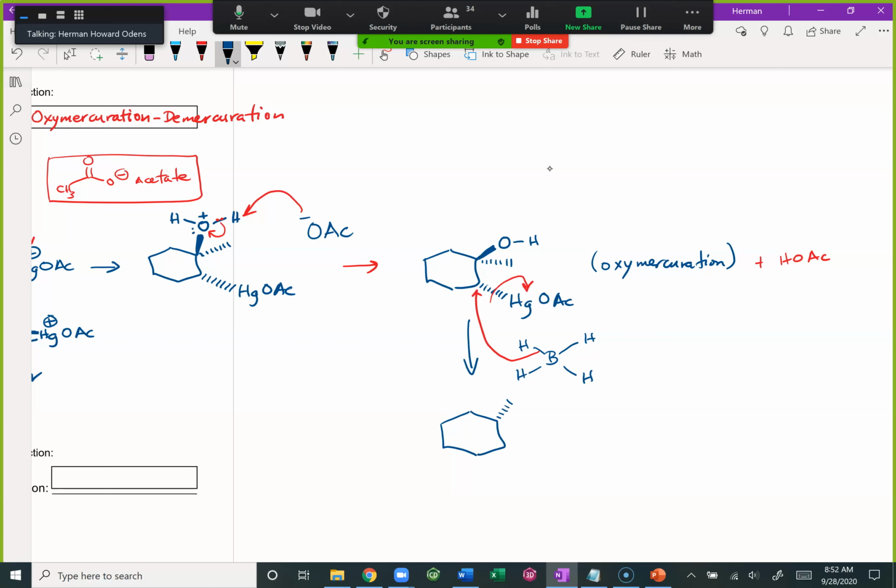Notice that there was no carbocation rearrangement on this reaction. It's really good. All right, so this is the final product for this reaction. And that's all I have for you guys.